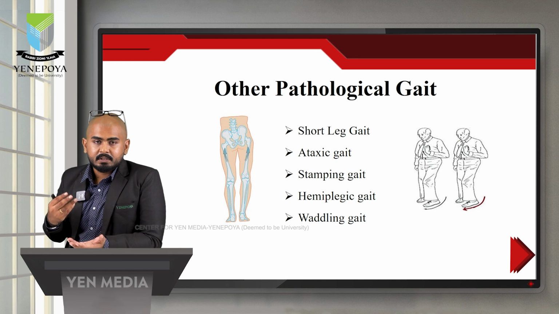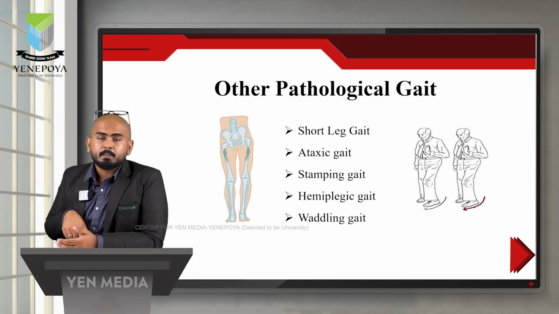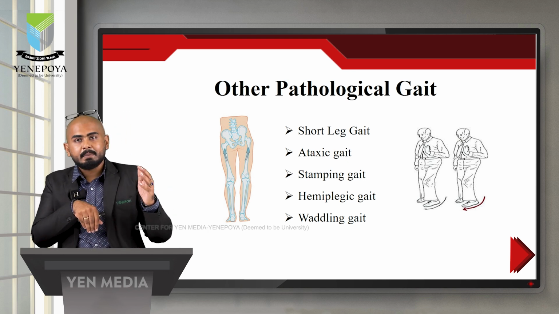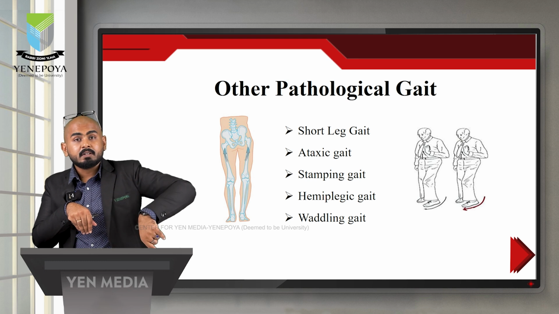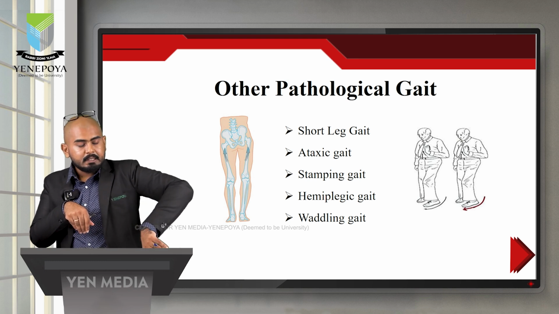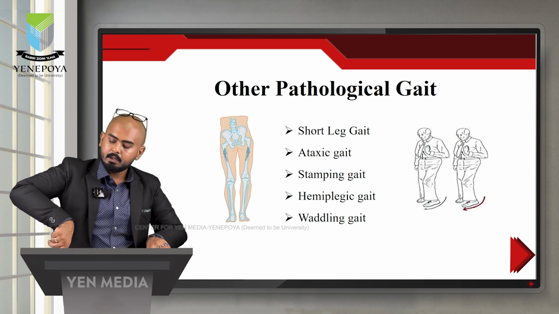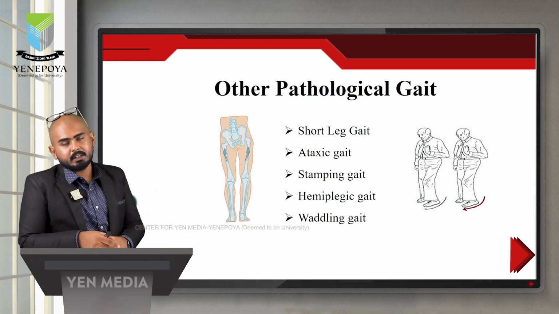Hemiplegic gait is a gait associated with hemiplegia or stroke, where in the upper limb they'll have flexor synergy, keeping their hand like this, and in the lower limb they'll have weakness, so they'll be doing a circle. It's also called circumduction gait, where they take circles of the foot to finish the stance phase. They do not bring it forward, they take a semicircle from the side, and they finish the step. Going to waddling gait.